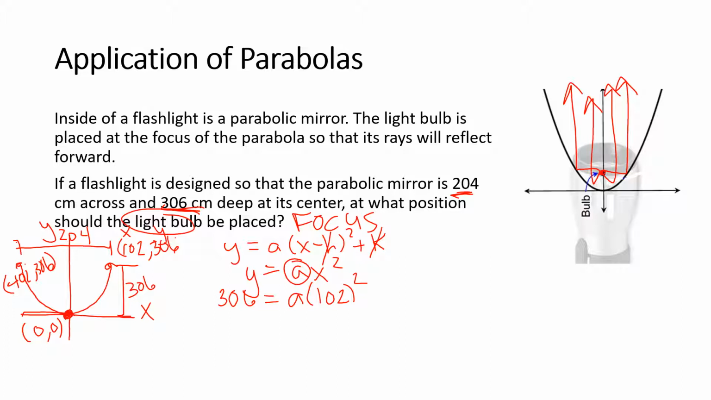I'm going to get my calculator here. 102 squared is going to be 10,404, so 10,404a equals 306. And we are trying to solve for a, so we're going to divide by 10,404 on both sides.